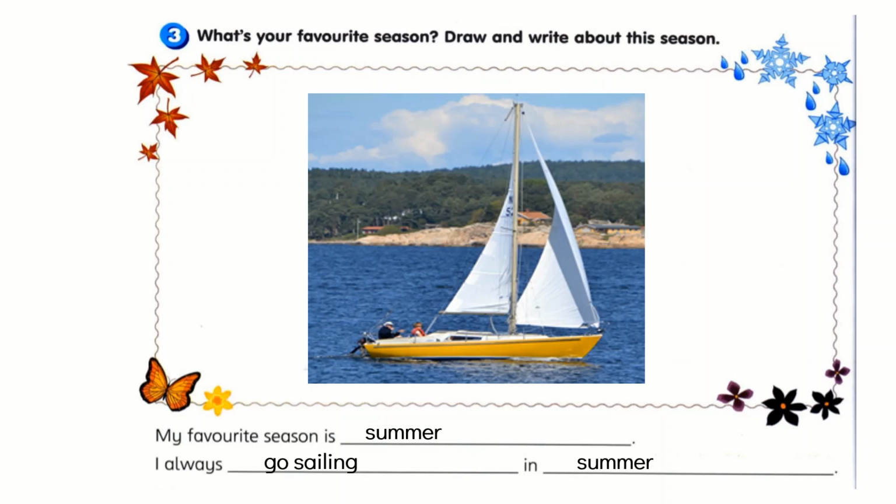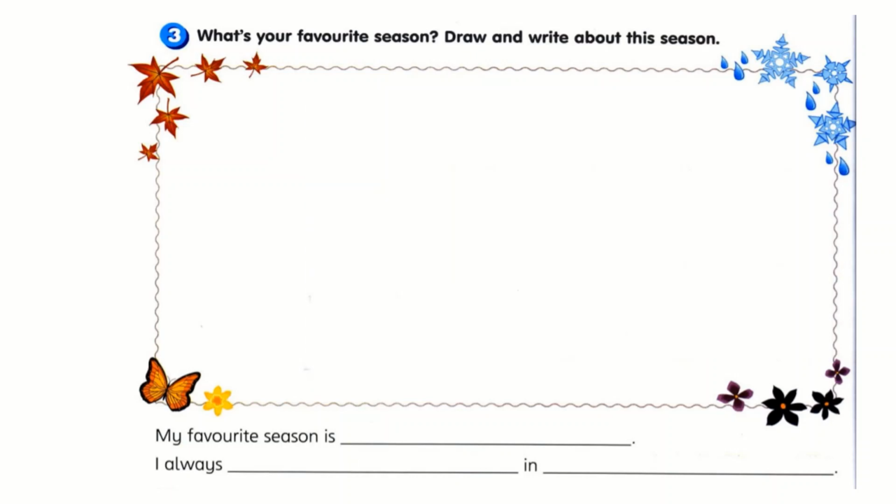You could also write other things. For example, I always go to the beach in summer. I always go swimming in summer. Or I always go parasailing in summer. There are many activities for you to choose to do in summer.